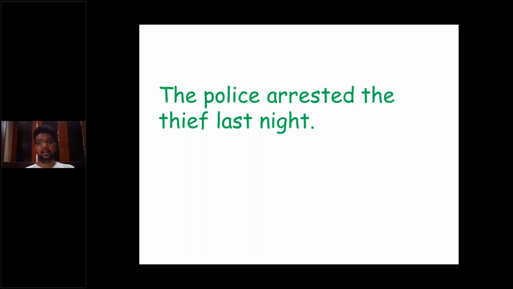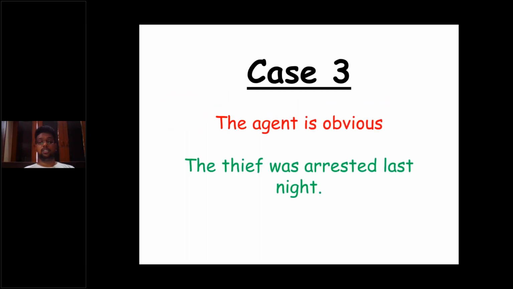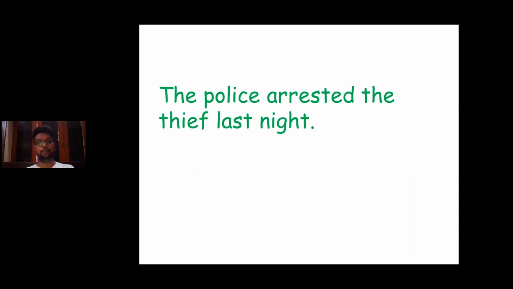And let's look at this sentence. The thief was arrested last night. All of us know who arrested the thief. The police arrested the thief. So the agent is obvious. Whenever the agent is obvious, we tend to write the passive voice of the sentence.